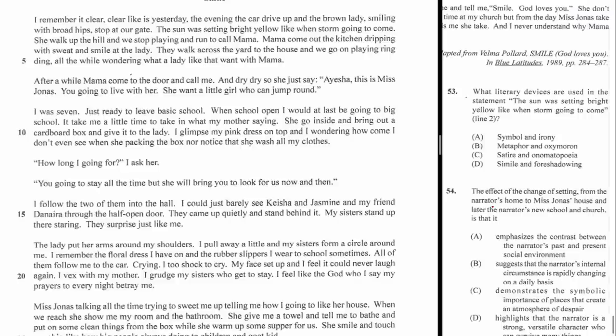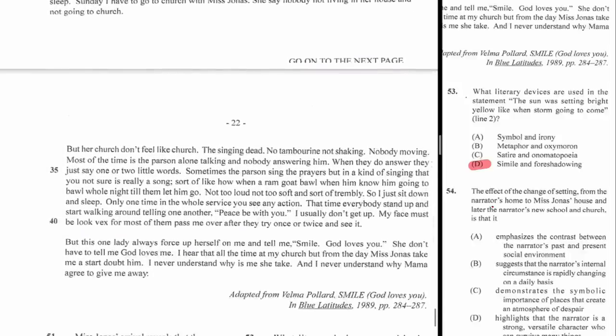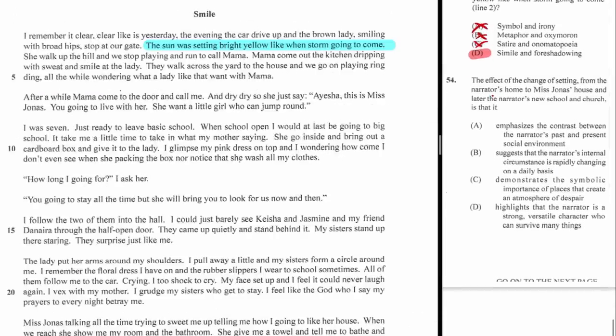53. What literary devices are used in the statement, "The sun was setting bright yellow like when a storm was going to come"? This is D, simile and foreshadowing. So we have the simile here, as we have two things being compared with "as" or "like." In this case, we have "like." But where is the foreshadowing? The foreshadowing is in the coming storm, which is actually representing the difficulties and the pain that the narrator would suffer being separated from her family. And these are all just not correct. Nothing to argue there.